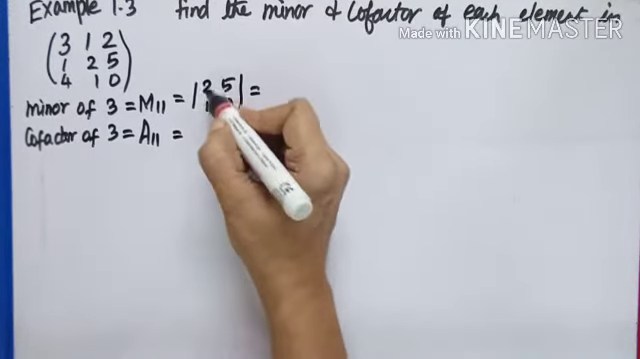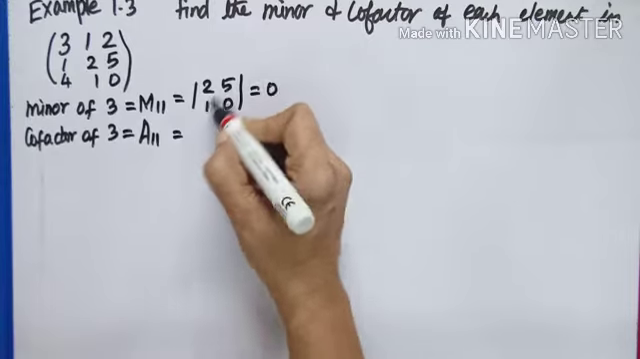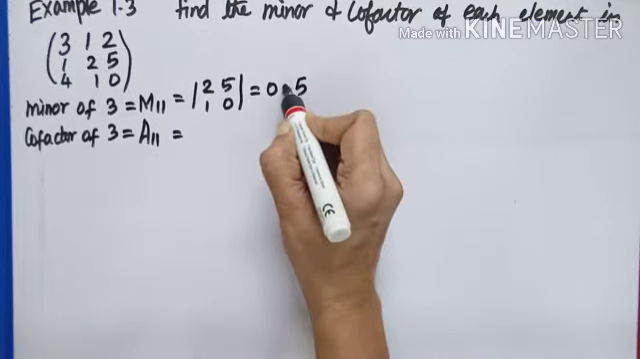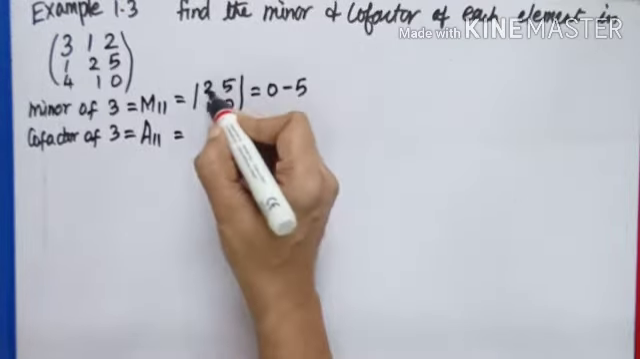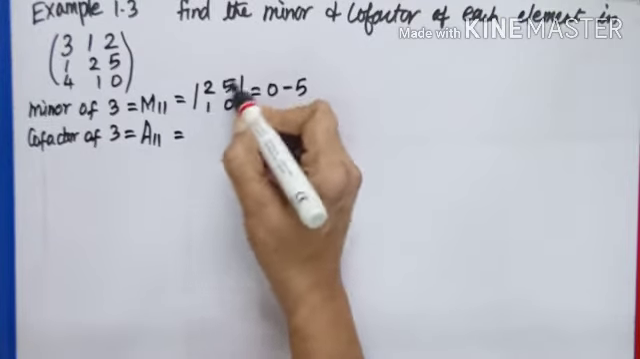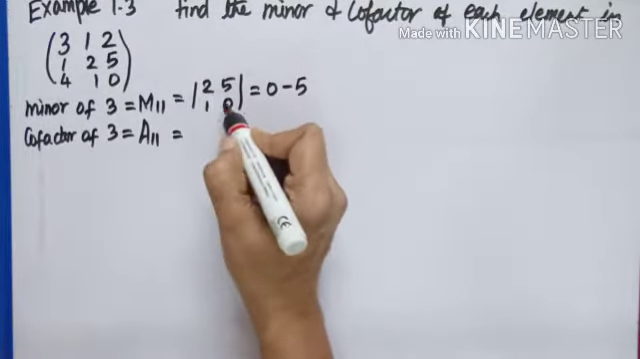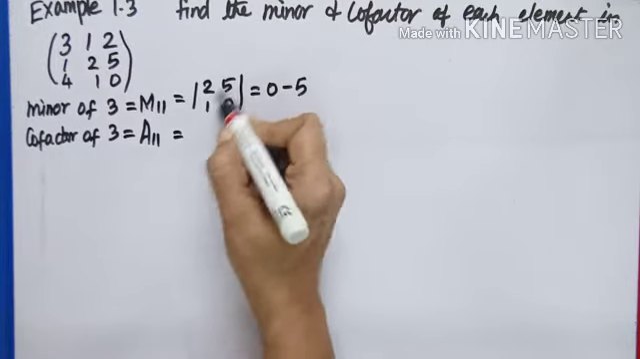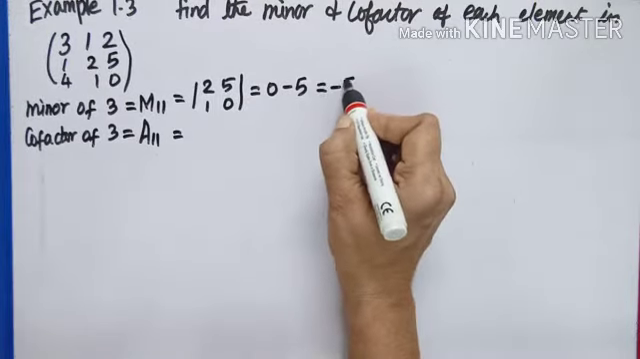Simplify the answer. Multiply 2 and 0, multiply 1 and 5, with a minus in between. This product minus this product. So what is my answer? Minus 5.